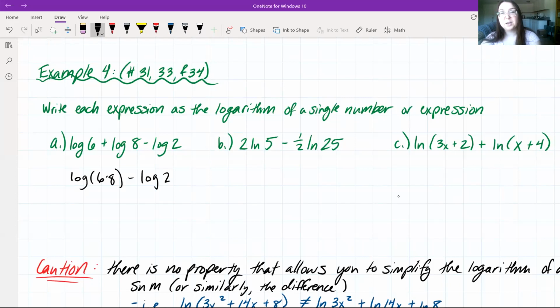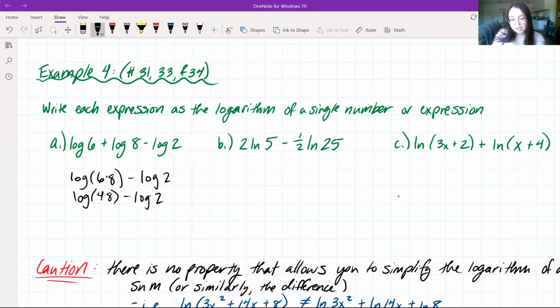And if we do this, all we want to do is multiply 6 and 8. So this gives us a log of 48 minus log of 2. So now we've simplified our problem from having 3 log terms into having 2 log terms. And we want to simplify this as much as possible, remember. So we're going to do this one more time.